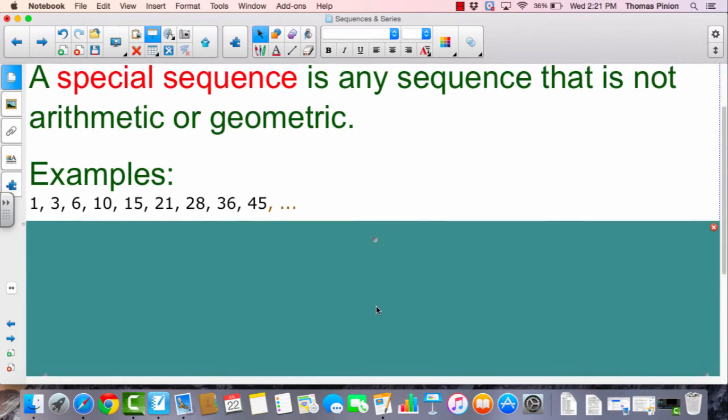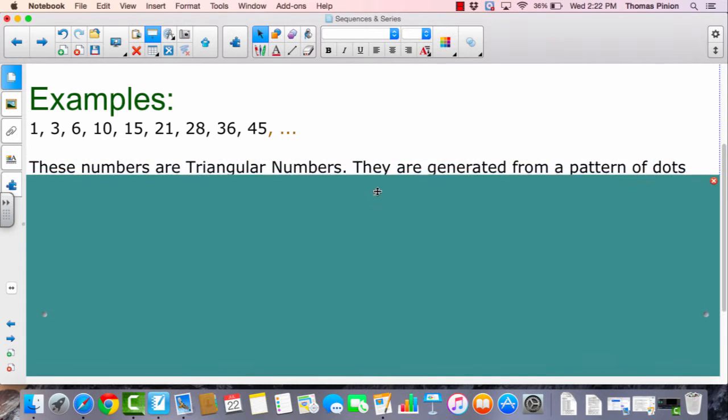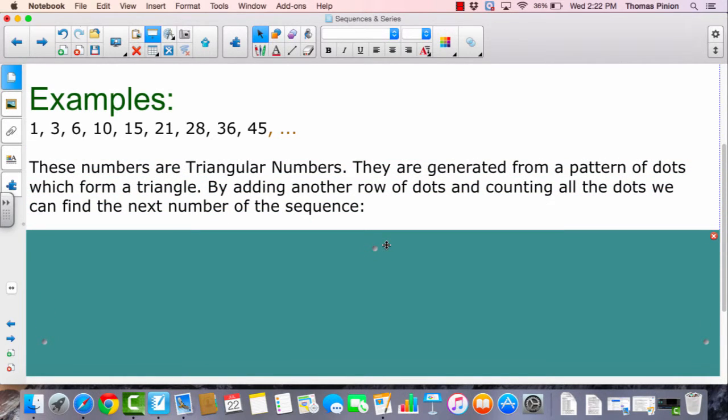Here's your first example. We got 1, 3, 6, 10, 15, 21, 28, 36, 45. Now if you'll notice, between 1 and 3, we're adding 2. Between 3 and 6, we're adding 3. So right there should tell you it's not arithmetic. Now 1 times 3 gives us 3, but 3 times 2 is what gives us 6. So that tells you it's not geometric. So this is in fact a special sequence. It is a triangular set of numbers.